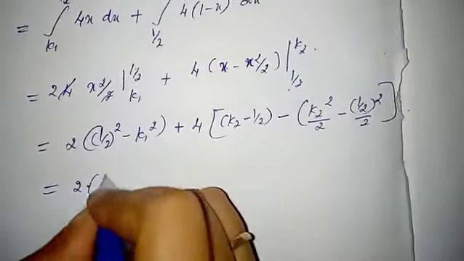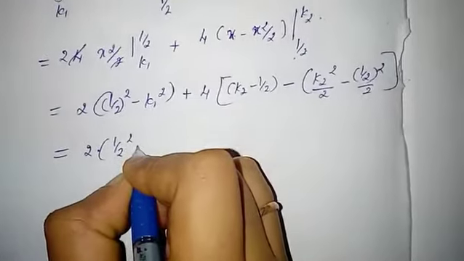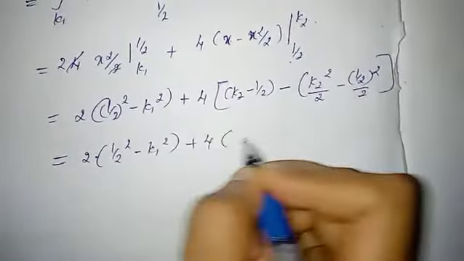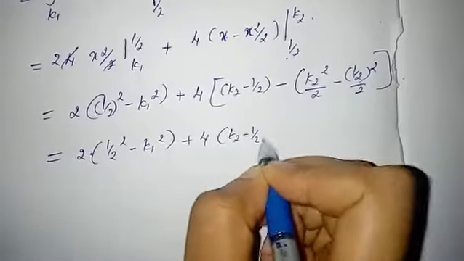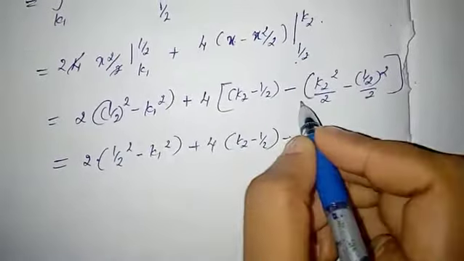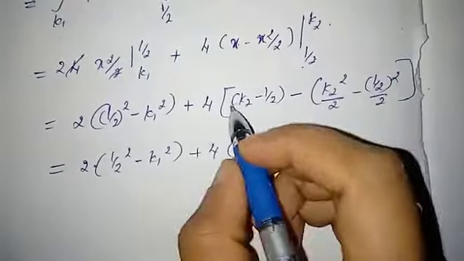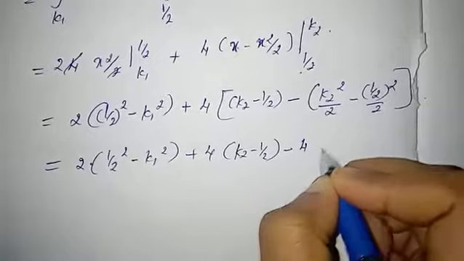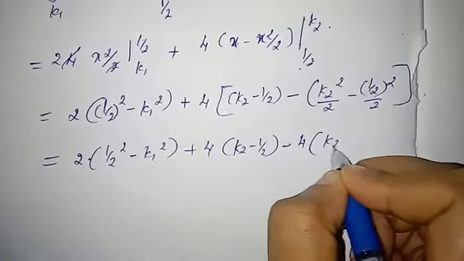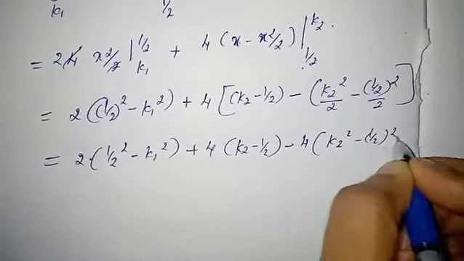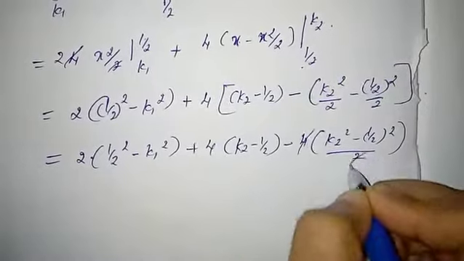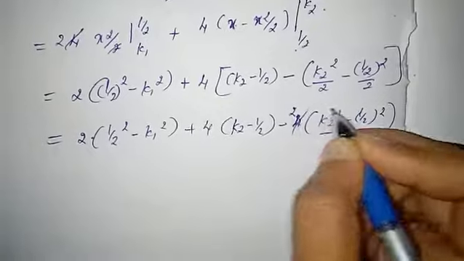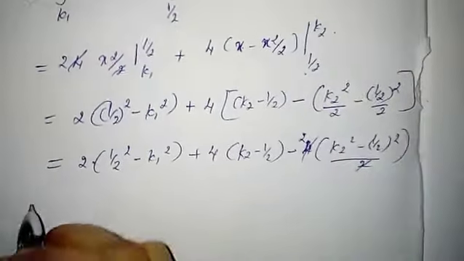It is equal to 2 into (1 by 2 power 2 minus k1 power 2) plus 4 times (k2 minus 1 by 2). Here also we will take 4 inside, sorry. Okay, then 4 times (k2 squared minus 1 by 2 squared) divided by 2, right? Here 2 cancels with 4, then we can get here 2, right?